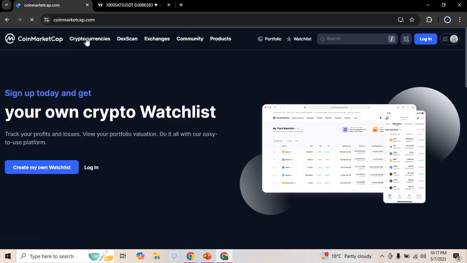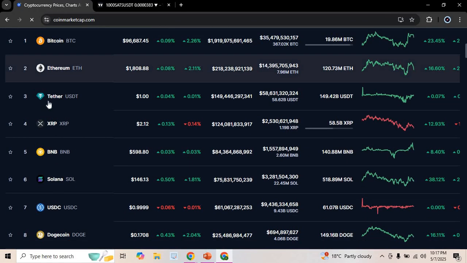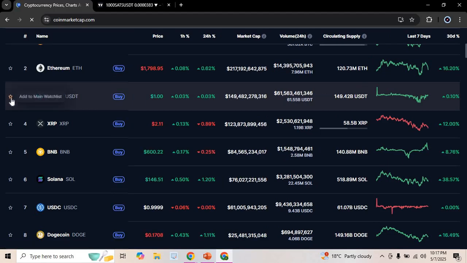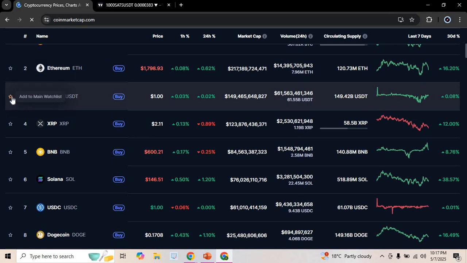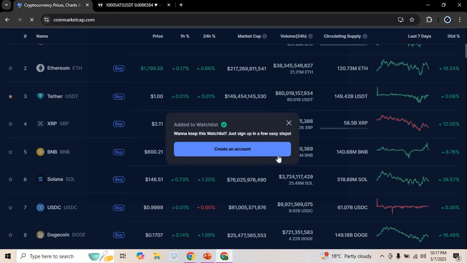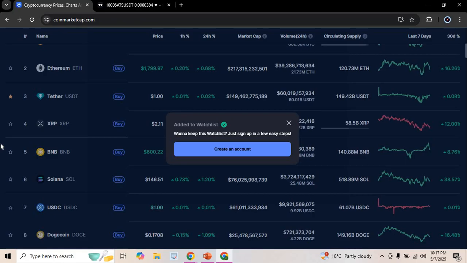But if you want to add coins to your watch list, what do you do? If I want to add Tether USDT to my watch list, I come to this star symbol right here and click it to check that part. You can see even if I move my cursor to that, it says add to the main watch list. So just do that and it will go straight to your watch list, that is if you have created an account with CoinMarketCap. Basically, a watch list is a list that helps you keep track of the coins that you're interested in, coins on your radar, coins that you're tracking, essentially.